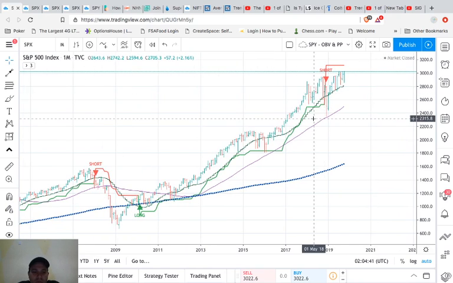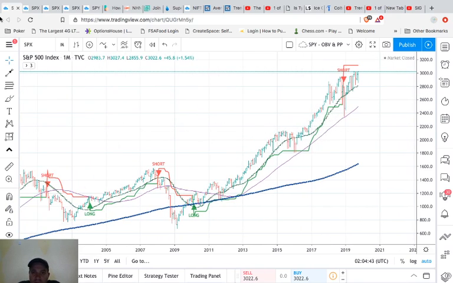The math behind it, I don't know how long this indicator's been around, but the average true range has been around for the last 40 years or so. What you're trying to do is stay in the trend, and you don't want to get shaken out, right?